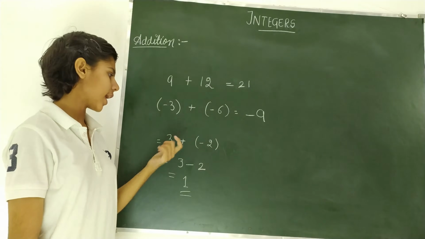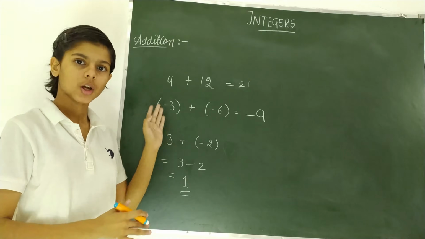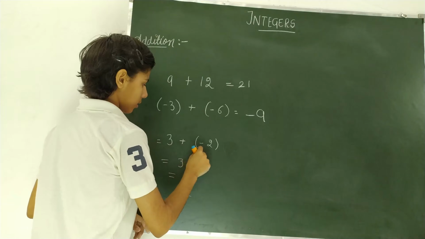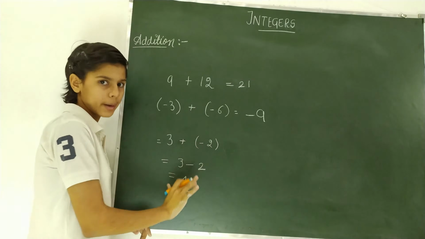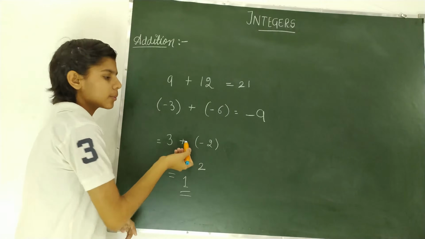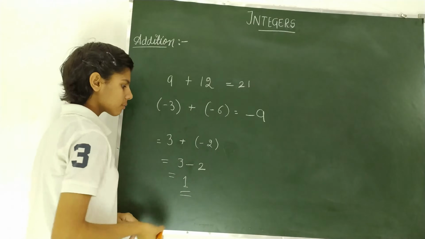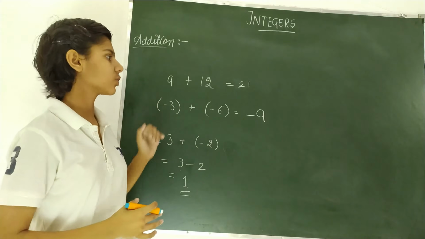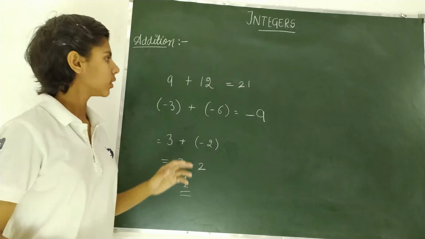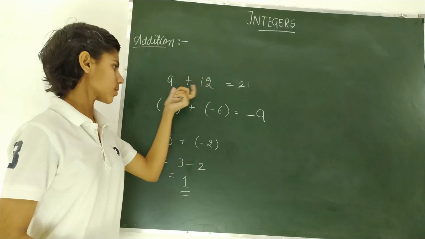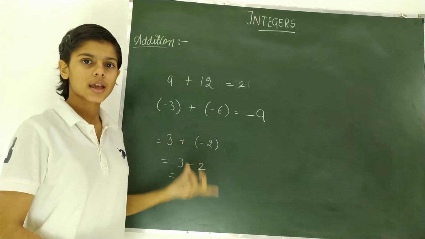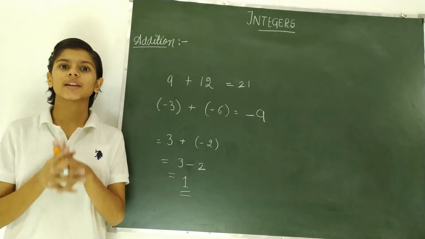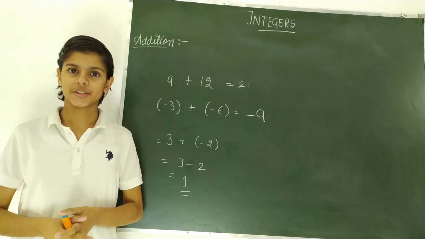So like this, if you are adding any positive integer to a negative integer, firstly you will remove the bracket. You will see that outside the bracket plus is there, so the sign will remain same, 3 minus 2, and the answer will come 1. So these are the 3 rules. They are very simple. You are adding any 2 positive integers, then 2 negative integers, and then 1 positive, 1 negative. So these are the rules that are related to the addition of integers.